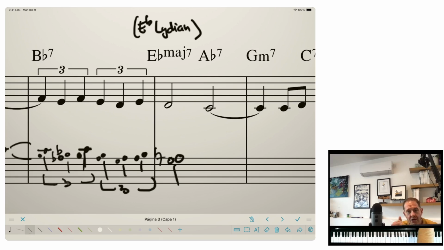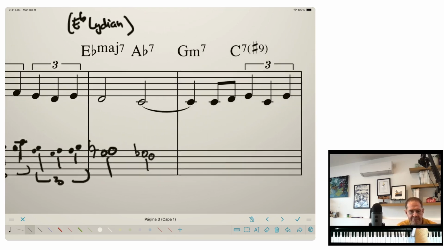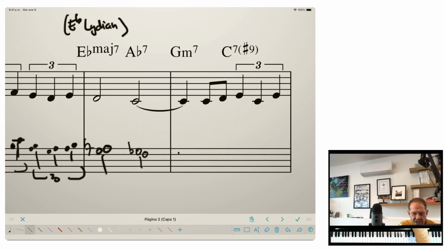Okay, now we're on A flat 7, so we're thinking A flat Mixolydian, a fourth below is G flat, and then a second below is F. We're probably going to have to change here so that we don't have dissonance. So now we're changing to G Dorian. This will be an A natural.